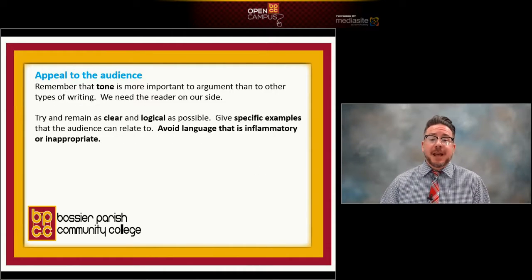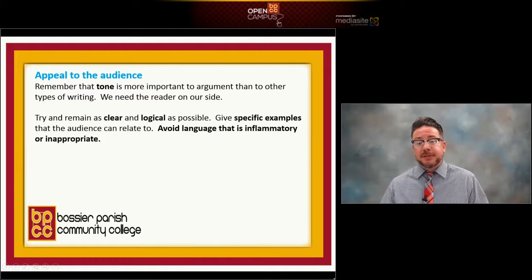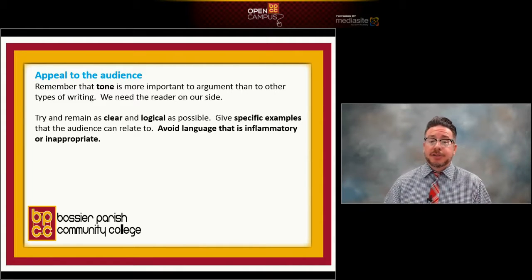We also need to establish credibility, which means to convince our readers that we know what we're talking about. If you have never been to prom, you would have a hard time convincing someone that your position is worth listening to. So you have to establish your own authority on the topic. Remember to appeal to the audience. Tone is probably more important in this rhetorical mode than any other, because we need the reader on our side.